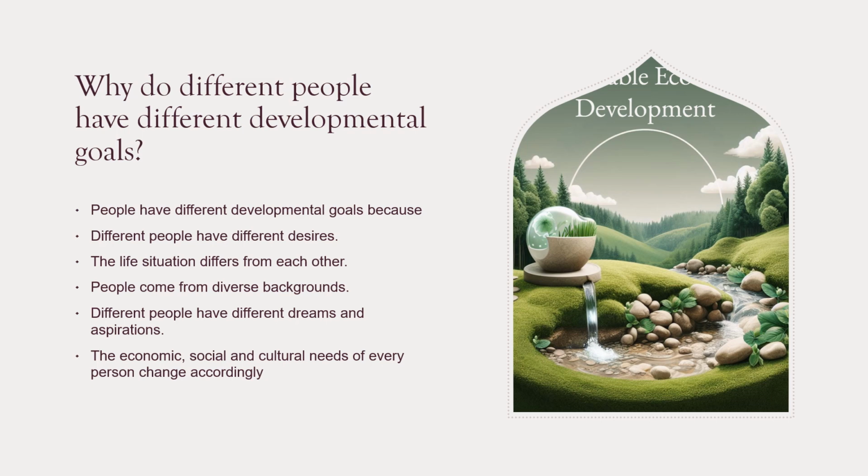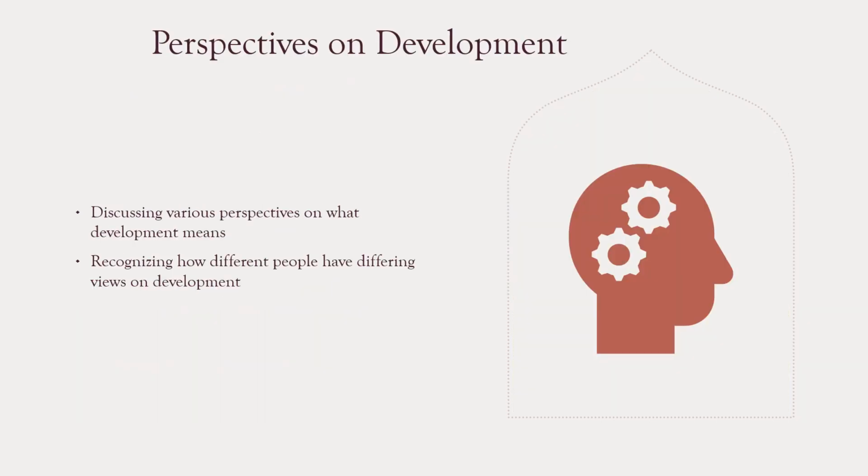Why do different people have different development goals? Different people have different developmental goals because different people have different desires. Their life situations differ from each other. People come from diverse backgrounds. Different people have different dreams and aspirations. The economic, social, and cultural needs of every person change accordingly. Now let's go to the next slide.